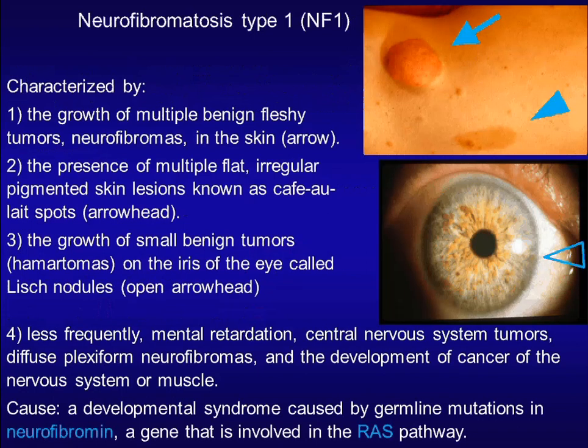NF1 is caused by mutation in neurofibromin, a gene involved in the RAS pathway. NF1 is characterized by the growth of multiple benign tumors in the skin. They are also called neurofibromas. There is presence of multiple flat, irregular pigmented skin lesions known as cafe au lait spots, and the growth of small benign tumors on the iris of the eye.